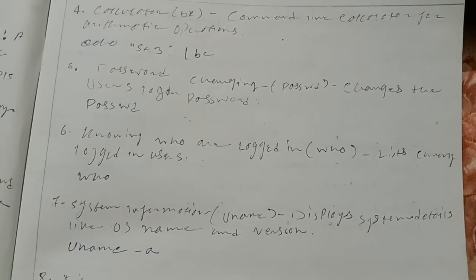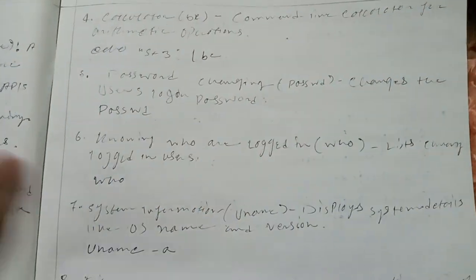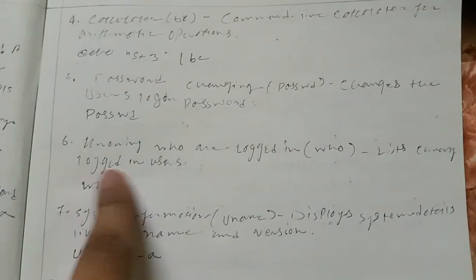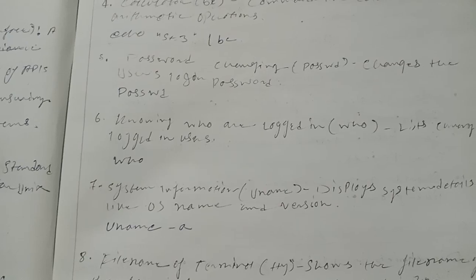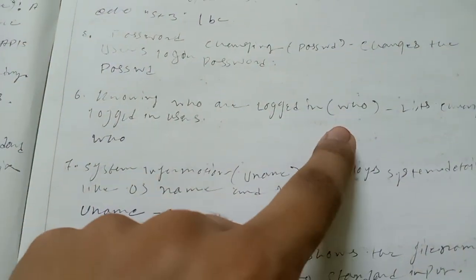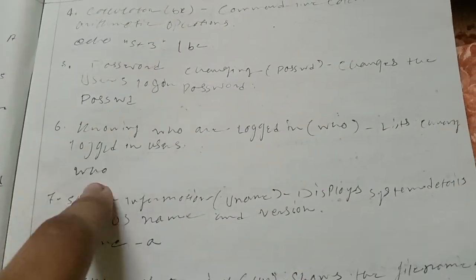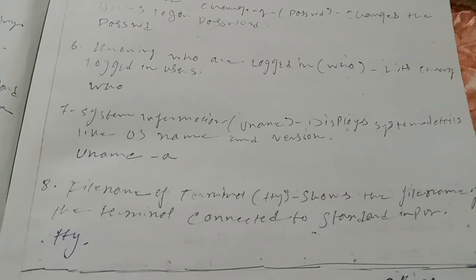Then you have the fifth one, password changing. If you want to change your password, you have to write passwd. It changes the login password. So using this syntax, you can change the password and set your new password. Then we have knowing who is logged in. You can use the who command in order to see who is currently logged in. This command will help you check out who is currently logged in to your system.